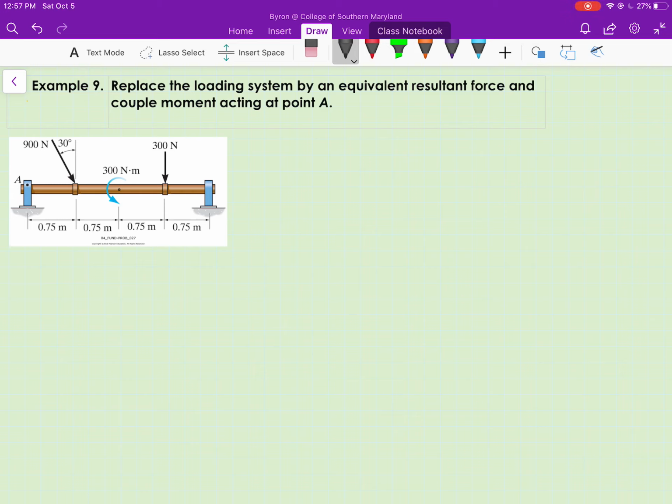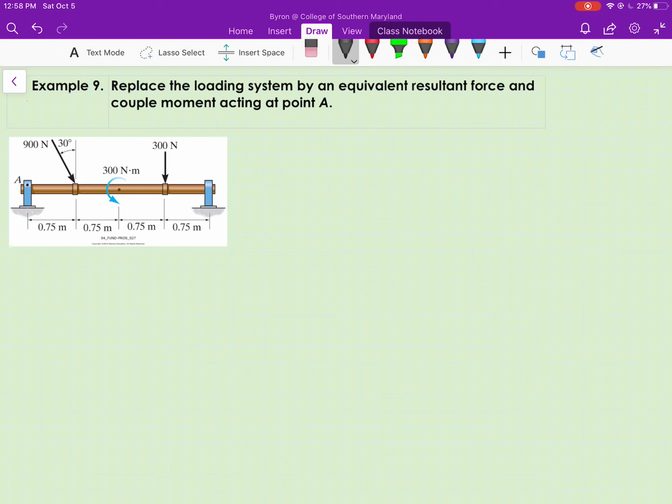In this problem, we're asked to replace the loading system shown in the figure by an equivalent resultant force and couple moment acting at point A. I'm going to approach this problem by first calculating the equivalent resultant force that is the combination of the 900 Newton and 300 Newton force, and then calculate the equivalent couple moment acting at point A that will take into account the moments created when the 900 Newton force and 300 Newton force are moved to A.